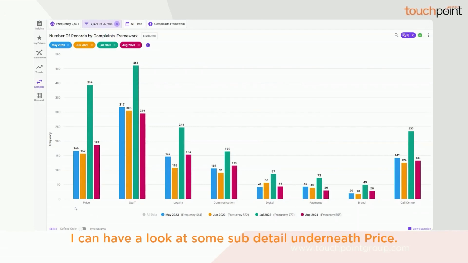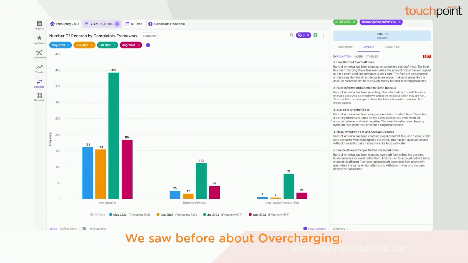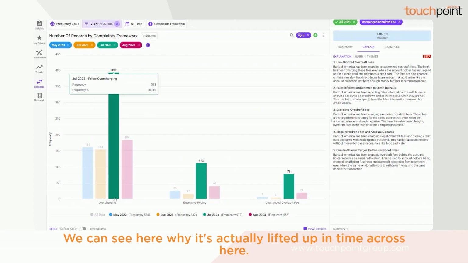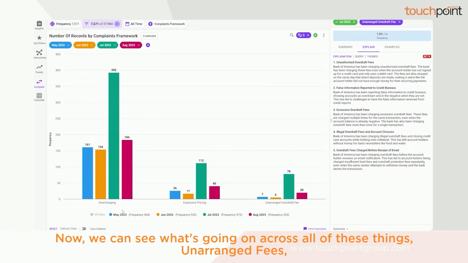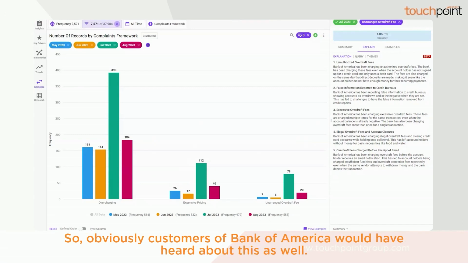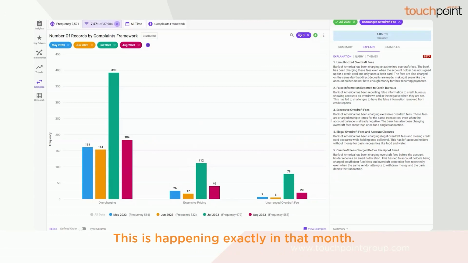So what I can do here is have a look at some sub-detail underneath price. We saw before about overcharging, but we can see here why it's actually lifted up over time. Now, we can see what's going on across all of these things: underage fees, overcharging, etc. One of the things we do know, if you've been following the US market, is that Bank of America was actually fined a large amount in July for overcharging, for double fees for customers. So obviously customers of Bank of America would have heard about this as well. So this is happening exactly in that month.